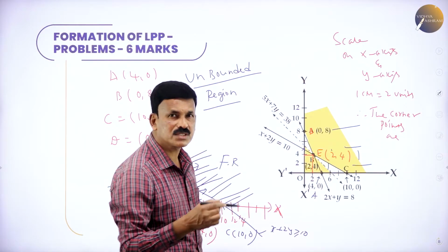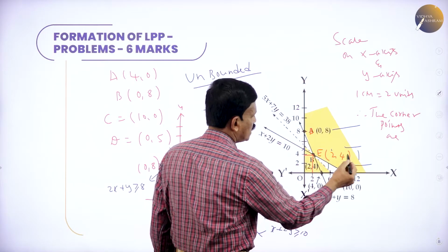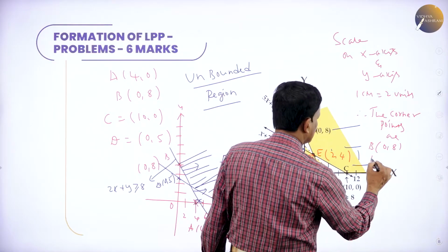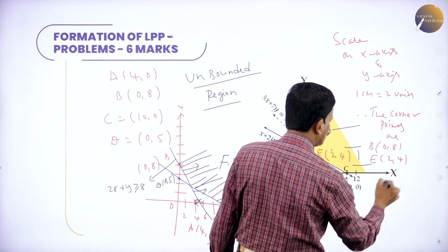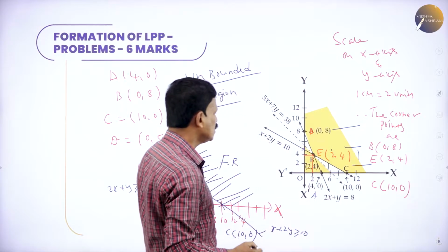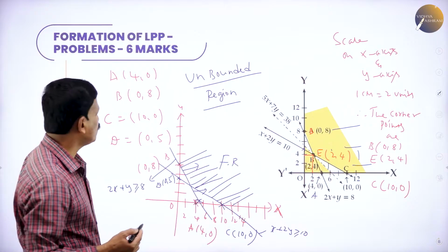The corner points. What are the corner points? These are the corner points B, E and C. B is (0, 8), E is (2, 4) and C is (10, 0). These are the corner points. Now let us find out the minimum value for this.